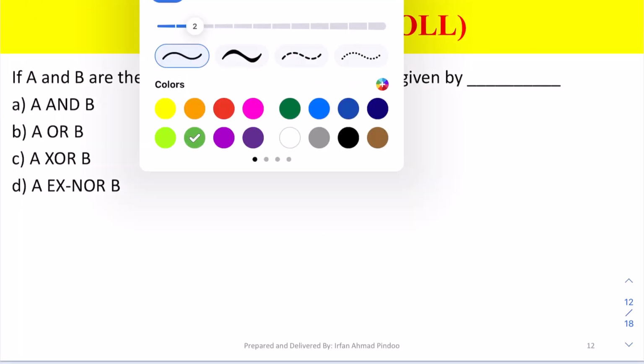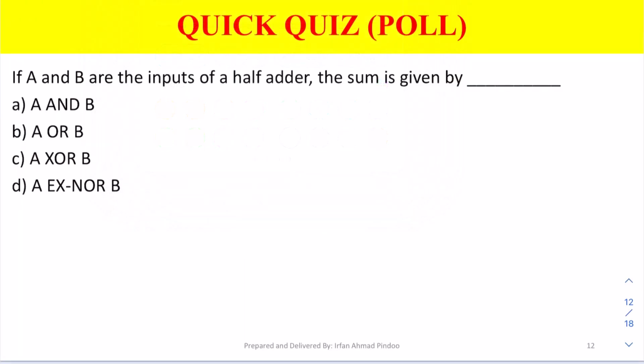There are a few questions for you. Let us solve them. The question is, if A and B are the inputs of a half adder, then what is sum given as? If you remember from our previous section, we got two equations. Sum was equal to A XOR B, and that is given in option number C. So C is the right option.